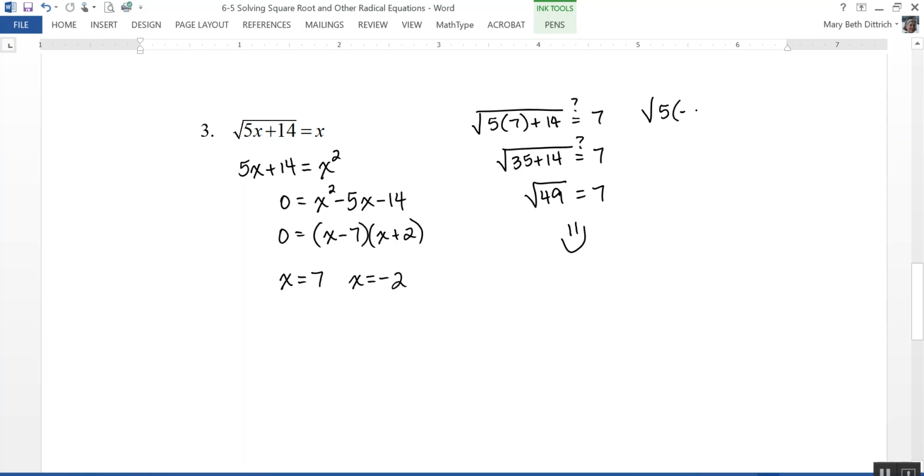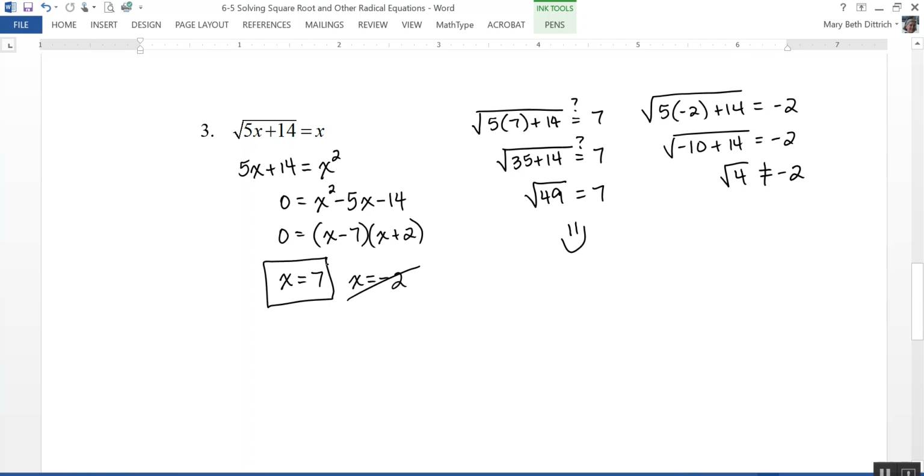Let's try negative 2. Is the square root of 5 times negative 2 plus 14 equal to negative 2? So actually right now I can tell that's not going to be true because I can't take the square root of something and get a negative number. But let's go ahead and work this out. So is the square root of negative 10 plus 14 equal to negative 2? And the square root of 4 is not equal to negative 2. Remember, we're looking for the principal square root. So negative 2 does not work, and 7 does.